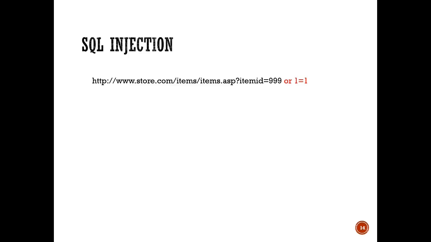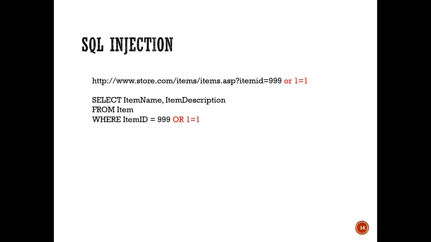Quite a bit, it turns out, because the SQL statement that is executed will select the item name and item description from the item table where the item ID equals 999. That's what's supposed to happen. By adding the extra "or 1 equals 1", however, the SQL statement now says where item ID equals 999 or 1 equals 1. Well, 1 equals 1 is true, so the SQL will return all records from the item table. The hacker will see our entire database of items.